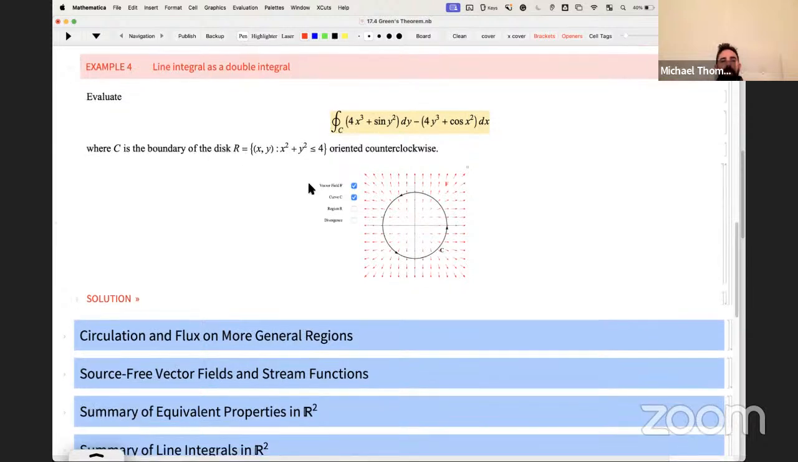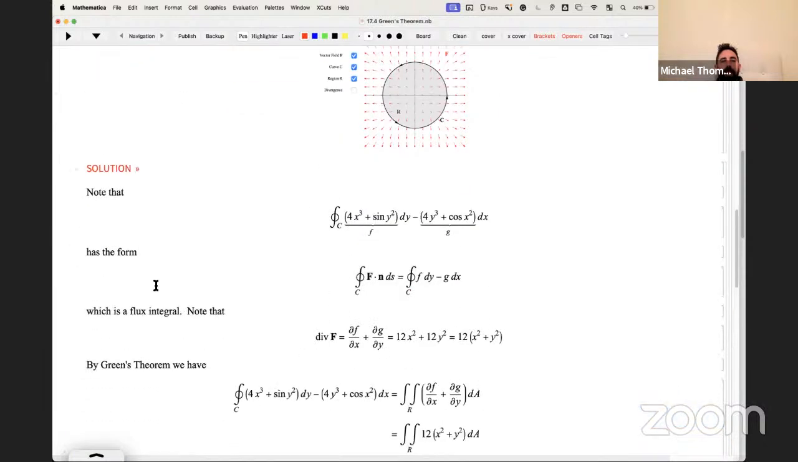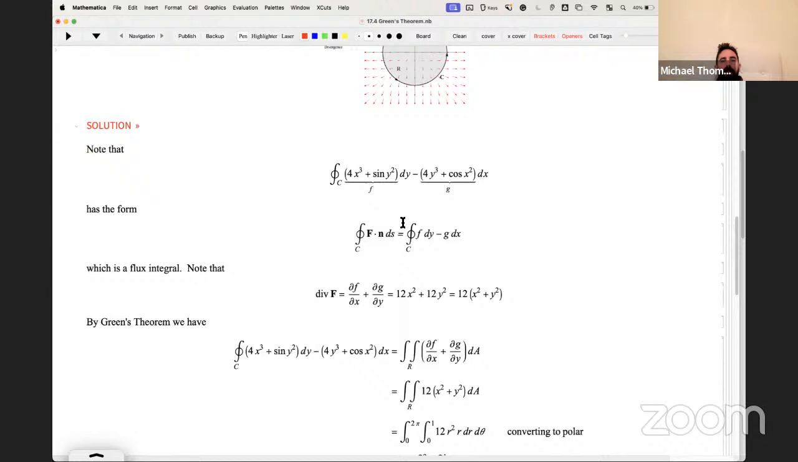All right, so let's see. So there's our inside or region R. This is a circle of radius 2 oriented counterclockwise. So yeah, there it is.